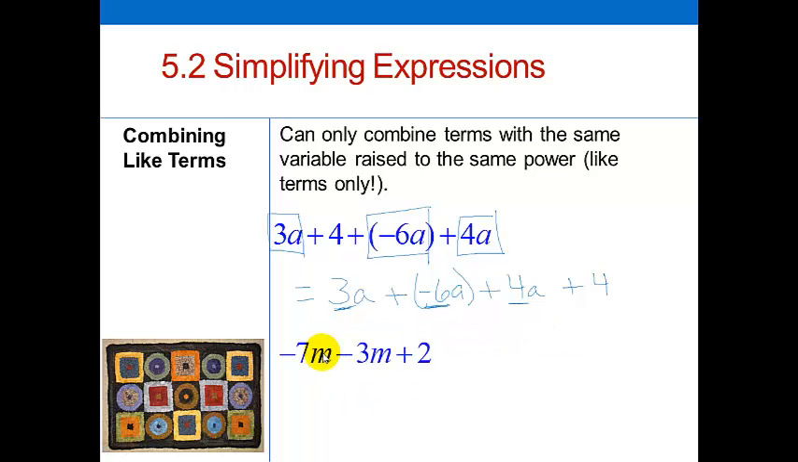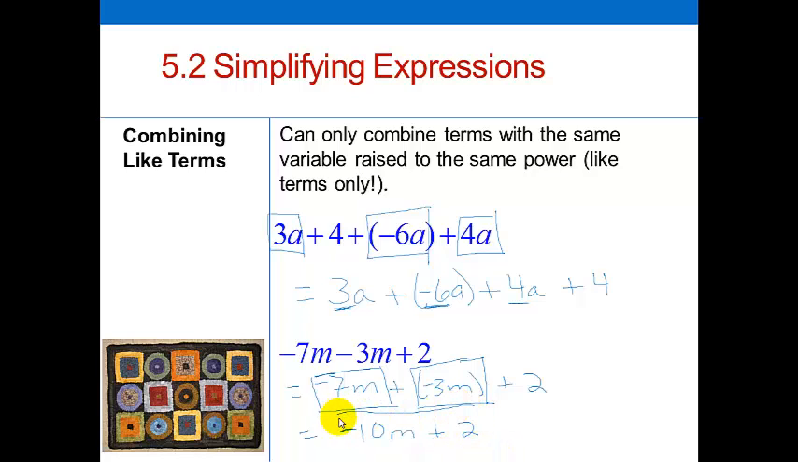Nothing else to do. So again, first thing I want to do is do my keep, change, change. This stays as a negative 7m plus negative 3m plus 2. I'm going to do my circles and squares, or squares and circles, however you want to call it. So we have negative 7m plus negative 3m. That's going to give me a total of negative 10m plus 2. And there's nothing else to do. That's simplified, and that's it. Now, they may ask you to evaluate it when m is 1, and then you would solve it and get a final answer. But for right now, there is nothing else I can do.